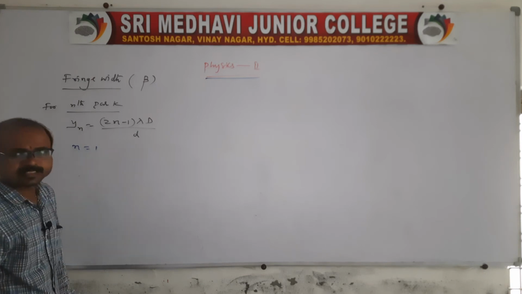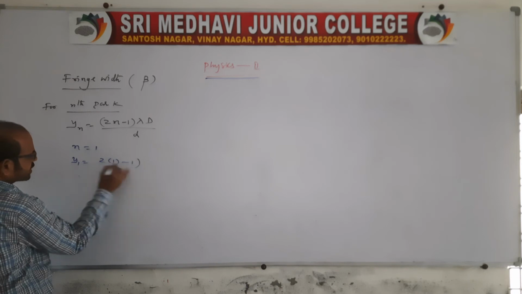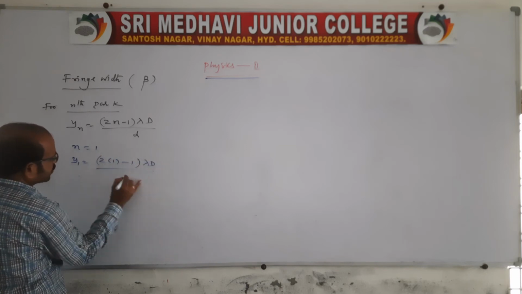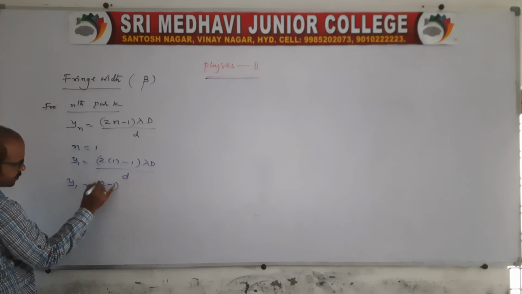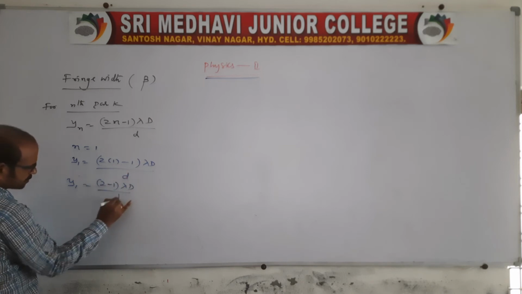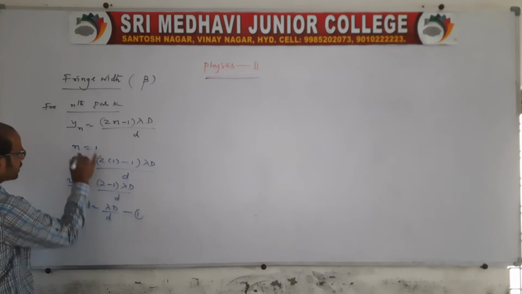It is also for 4 marks. Here you take y1 is equal to (2·1 minus 1) into lambda capital D by small d. So y1 is equal to (2 minus 1) into lambda capital D by small d.